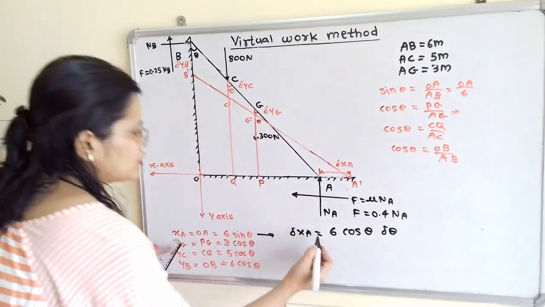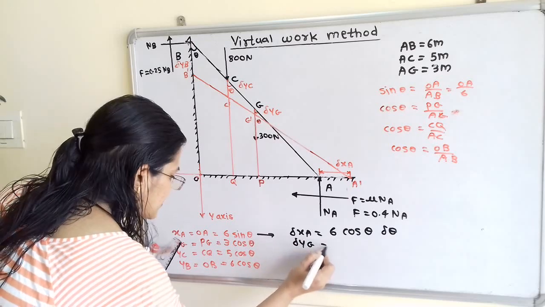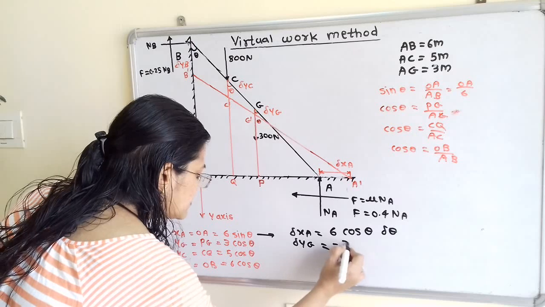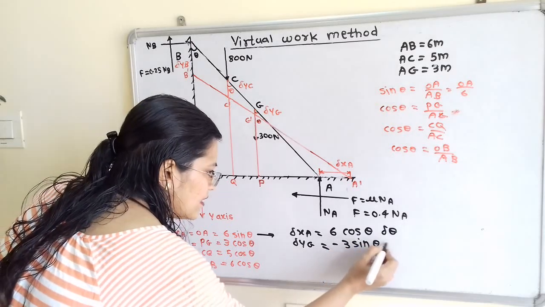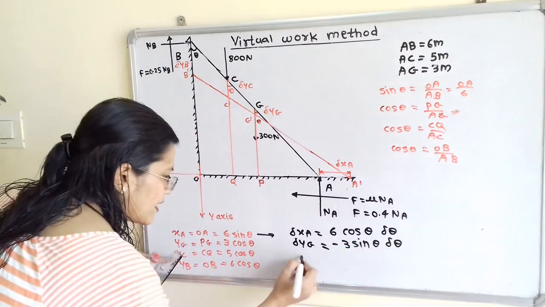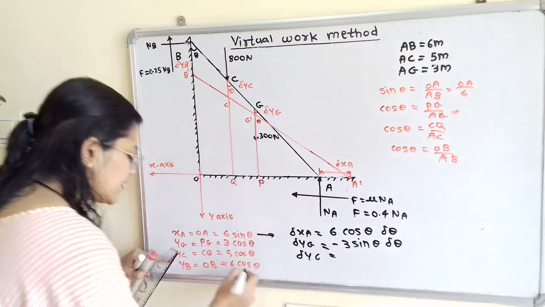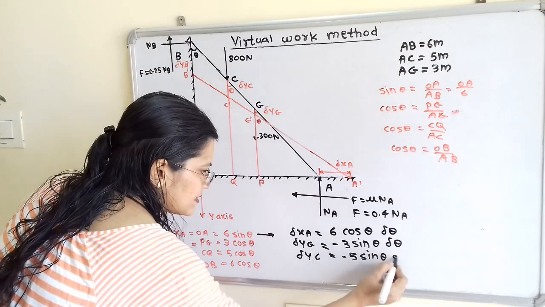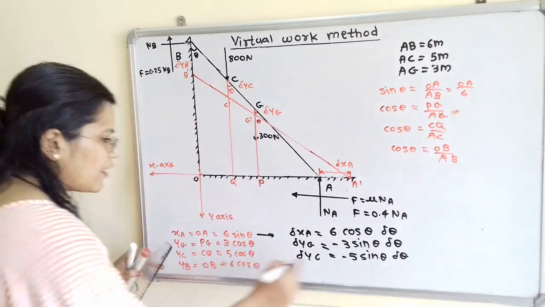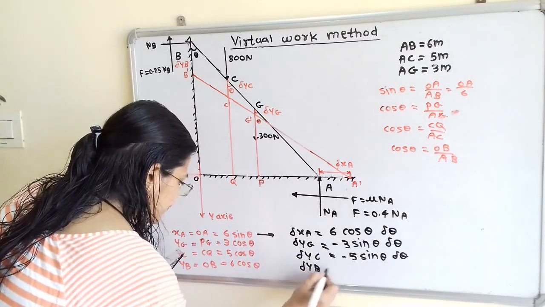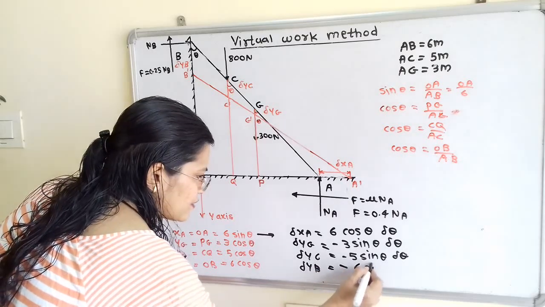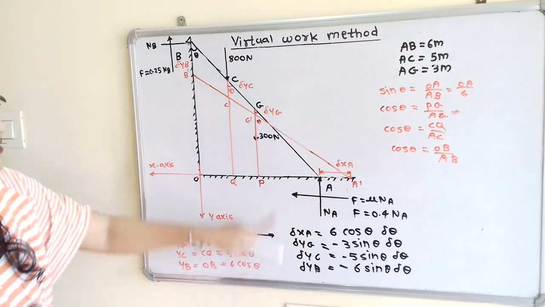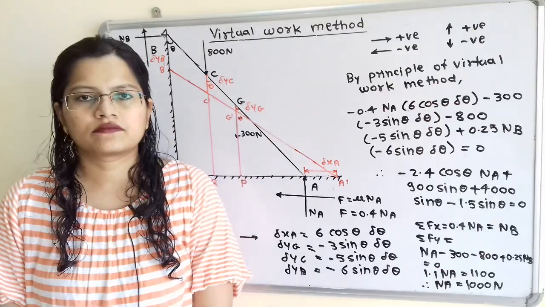Then delta YG. Delta YG is equal to, now cos theta, that means minus sin theta, so minus 3 sin theta delta theta. Then delta YC is equal to minus 5 sin theta delta theta. And then delta YB is minus 6 sin theta delta theta. So these are the displacements at various points.